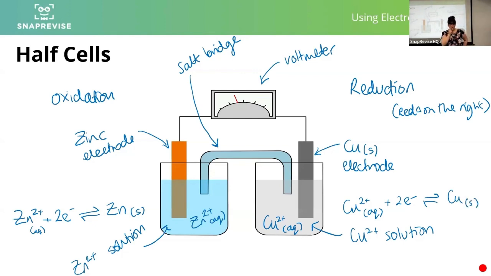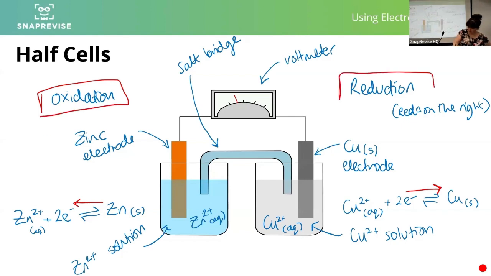That is reduction in both cases, but we have already said reduction goes on the right, so the equilibrium will be pushed way over to the right on that equation. So we'll be mainly going in the forwards direction. But with the zinc equation, that is going to be pushed in the backwards direction. So you'll actually be getting oxidation happening. We can label those as oxidation therefore and reduction.